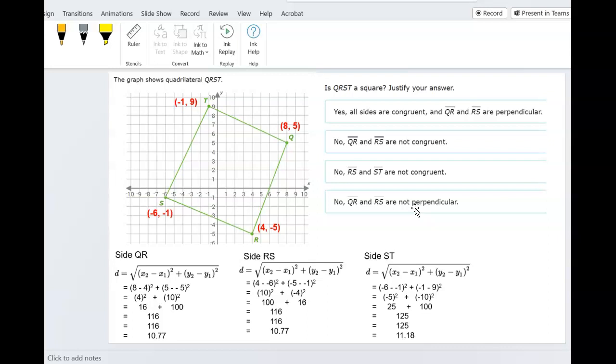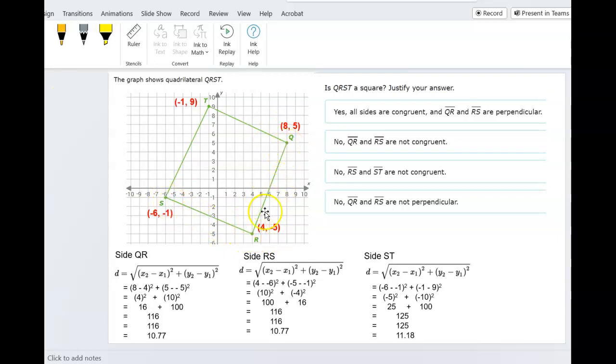Since we have answer choices here, I don't want to go and try to see if SR and ST are perpendicular to each other, because that's not going to help me eliminate one of these choices, right? So we only need to do what's here as a multiple choice option so we can eliminate the choice. So I'm going to look for QR and RS first. So QR is on the right-hand side and RS is across the bottom. So I want to know if that is a 90-degree angle.